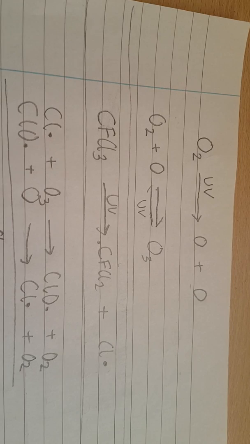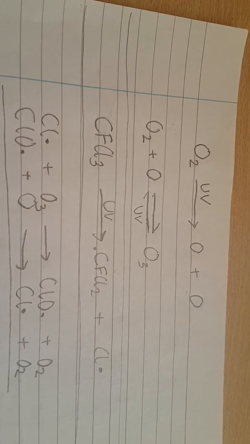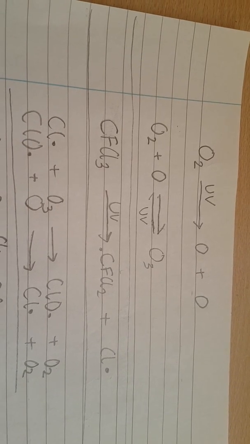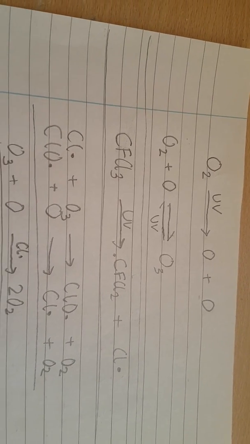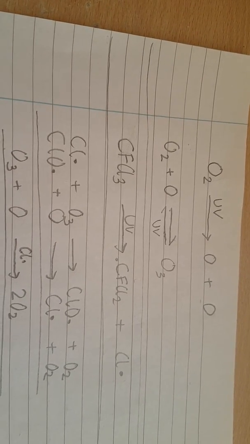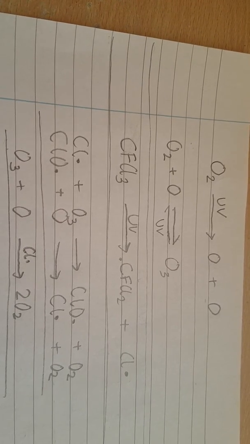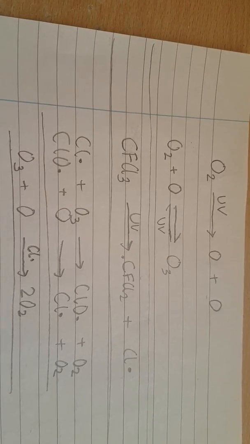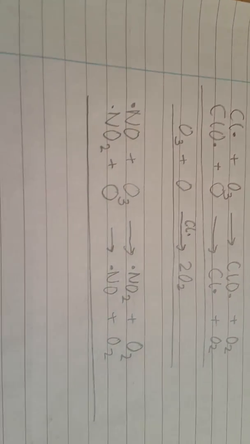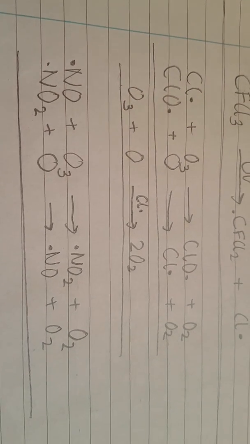That chlorine radical is therefore reformed in this process and can go on to destroy more and more ozone molecules. In fact, it acts as a catalyst for the destruction of ozone, and the overall equation is that. Now, I suggested for yourselves that you look up the mechanism by which nitrogen monoxide destroys ozone. Hopefully, you found out it's that.